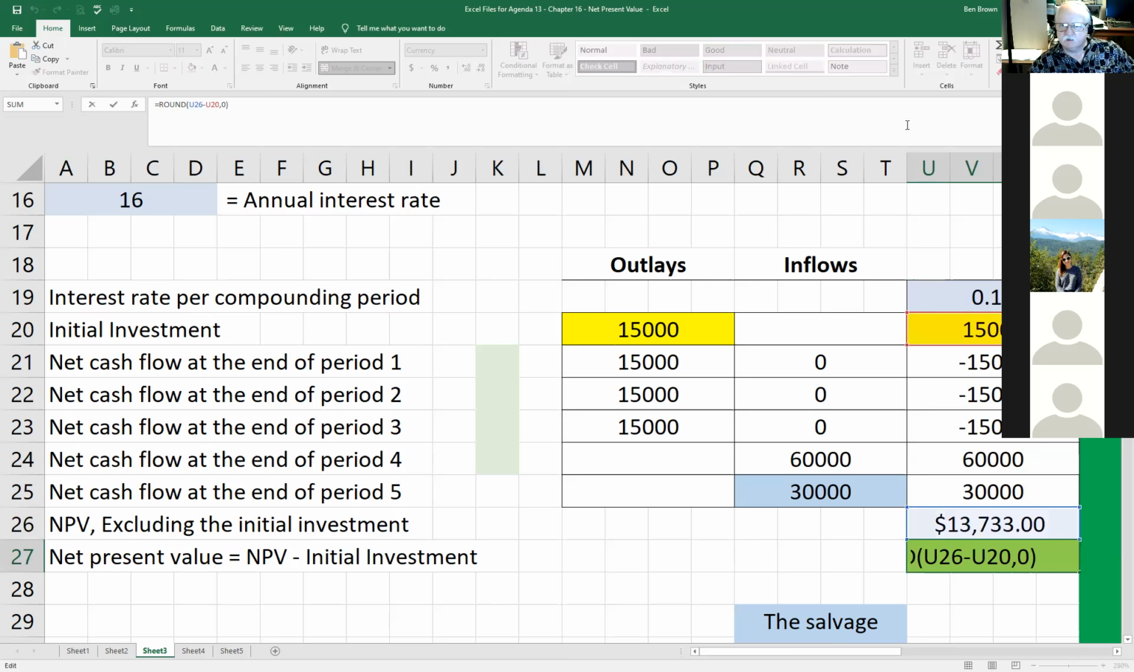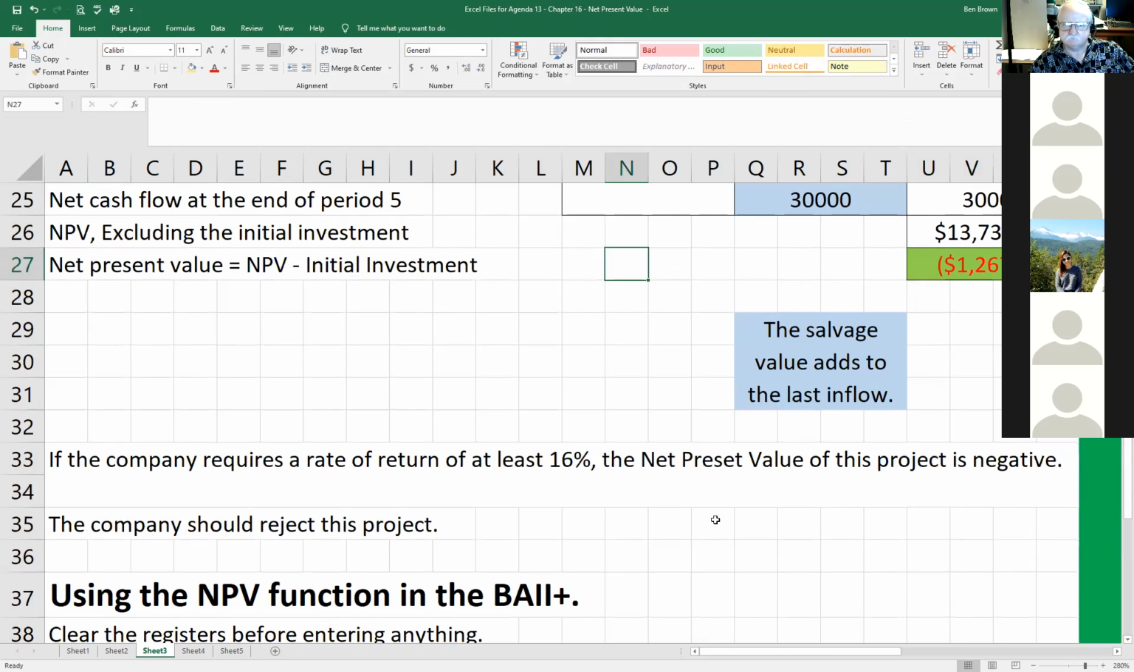And then we took away that 15,000. So that, as far as I can tell, that number seems to work. The net present value of the investment is negative 1,267. And if the company requires a rate of return of at least 16%, the net present value of this project is negative. So the company shouldn't do this project. They should reject it.